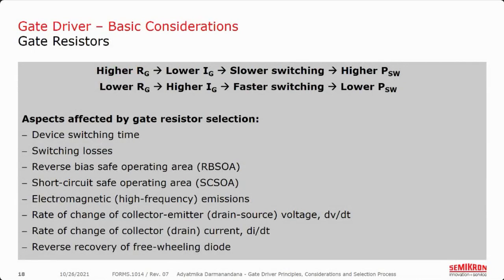Let's move on to the gate resistors. In general, a high gate resistance reduces the current flow through the gate and hence slows down the switching process, and with it increases the switching loss. But not only that, the selection of the gate resistors also affects aspects such as the reverse bias safe operating area, the short-circuit safe operating area, and so on. In the end, the gate resistance selection is a trade-off between these factors.